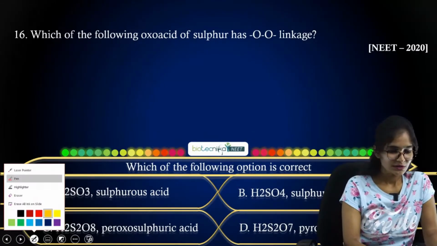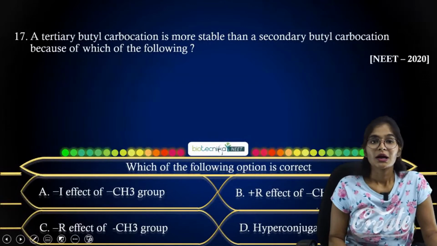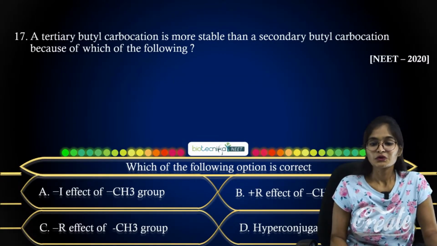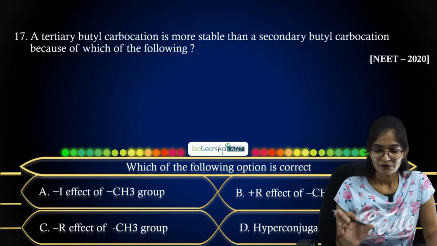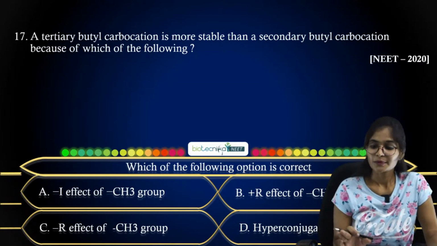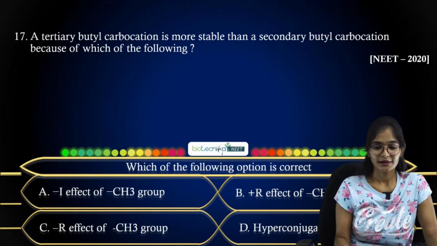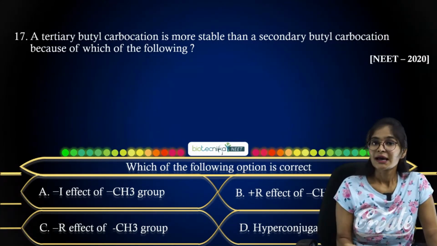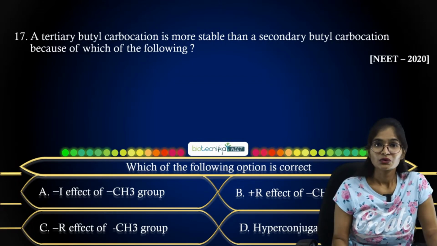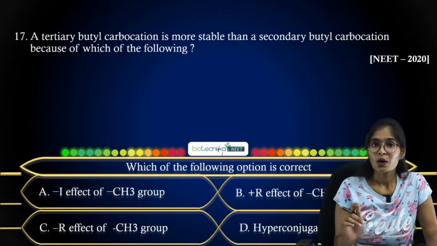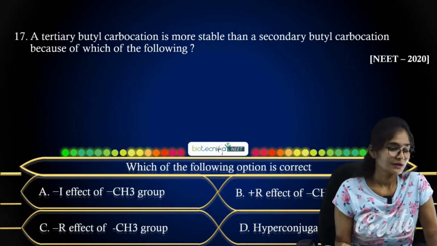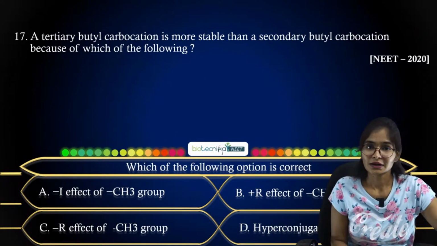Now coming to the next question, students, that is the 17th one. A tertiary butyl carbocation is more stable than a secondary butyl carbocation because of which of the following? They have given a few effects: minus R effect of methyl group, plus R effect of methyl group, and hyperconjugation. Among the options given, you have to choose one answer, and it has to be the dominating one. We know we have many effects: inductive effect, mesomeric effect, resonance effect, but among all those effects, one effect is more dominating with respect to carbocation stability, right?